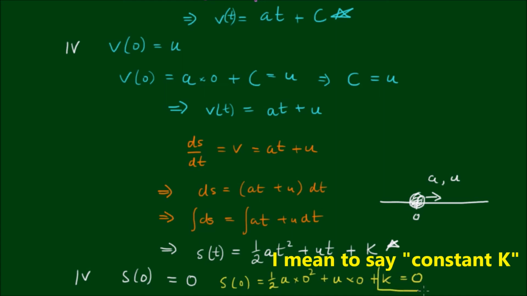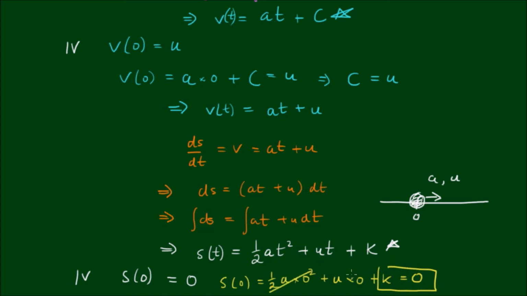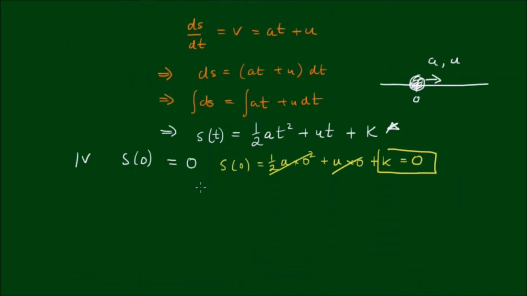And this must mean that the variable k is equal to 0, because we've got rid of the first term by multiplication with 0, the second term by multiplication with 0, and we're left with k is equal to 0. So the particular solution for displacement then, s at any time is equal to half at squared plus ut. We have the velocity at any given time equal to a by t plus u. And if these equations look familiar from physics, that's because this is how they were derived.